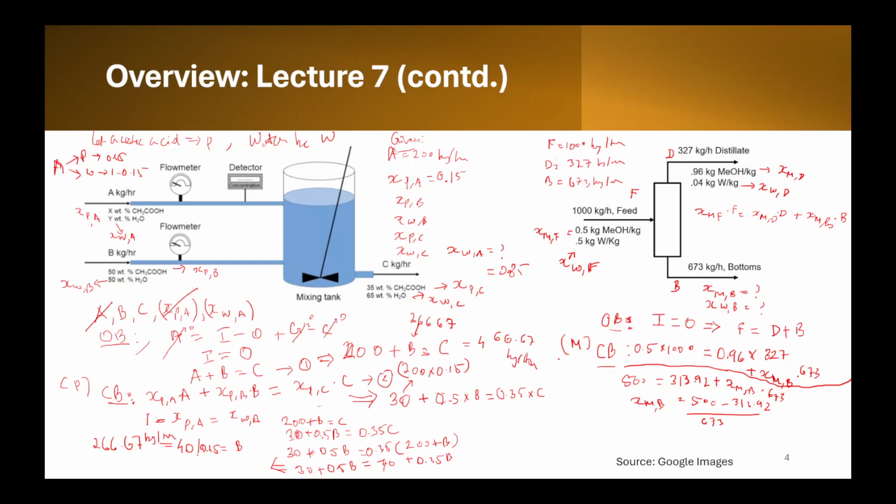So XMB, we get it as 0.276 roughly. And what would be XWB? Again the same thing, 1 minus XMB, which is 1 minus 0.276, so 0.724. So this is how you compute the mass fractions in the outlet stream of the bottoms.